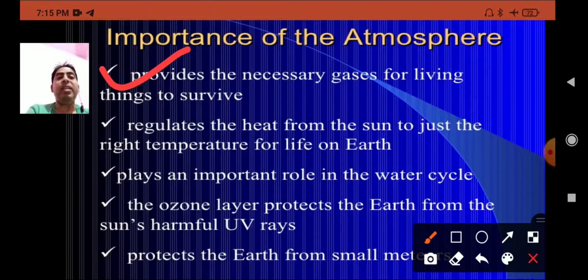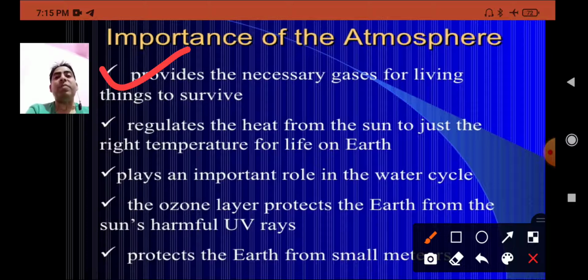Second, the atmosphere regulates the heat from the sun to just the right temperature for life on the earth. The temperature is so suitable for human beings to survive on the earth. Other planets do not have suitable temperature. Some planets have very high temperature, some have very low temperature, in which life does not exist.